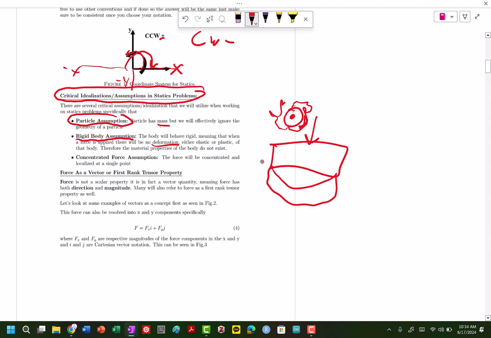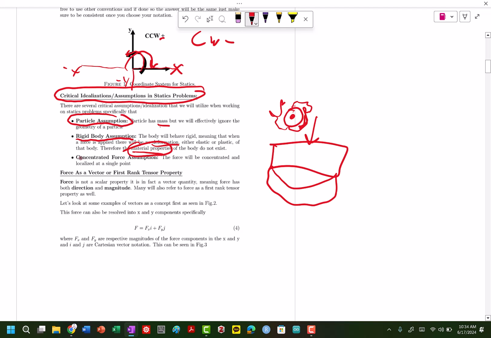Now you may say, and therefore material properties don't exist. This may seem unrealistic, but we're actually going to see that it holds quite well for a lot of real life problems. And this is something that happens a lot. We make idealizations, we make assumptions, and then we do experimental tests to ensure and see if they're accurate. If they're not, then we're going to have to include and actually examine those material properties.